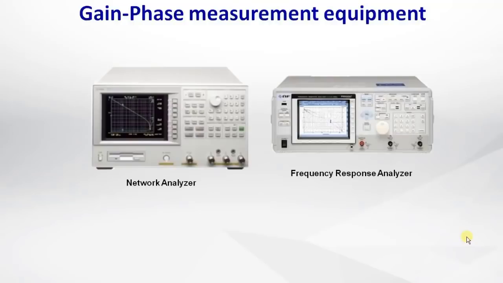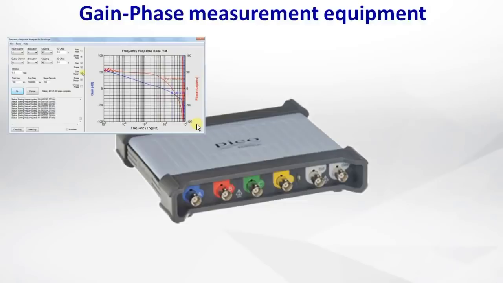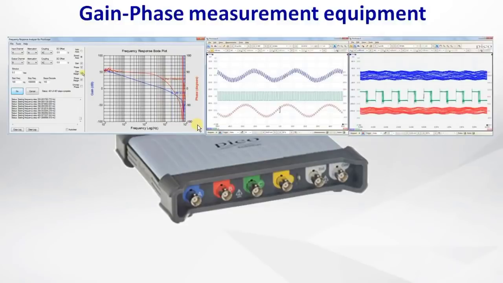Gain phase measurements are often performed using network analyzers or frequency response analyzers. Drawback of these devices is that they only show the result in the frequency domain. For this video, I will use a PicoScope and a frequency response analyzer utility. The advantage of this equipment is that it lets you look at the signals both in time domain and in frequency domain, which gives you a better understanding of the measurement and can be used to check the converter operation during the gain phase measurement.